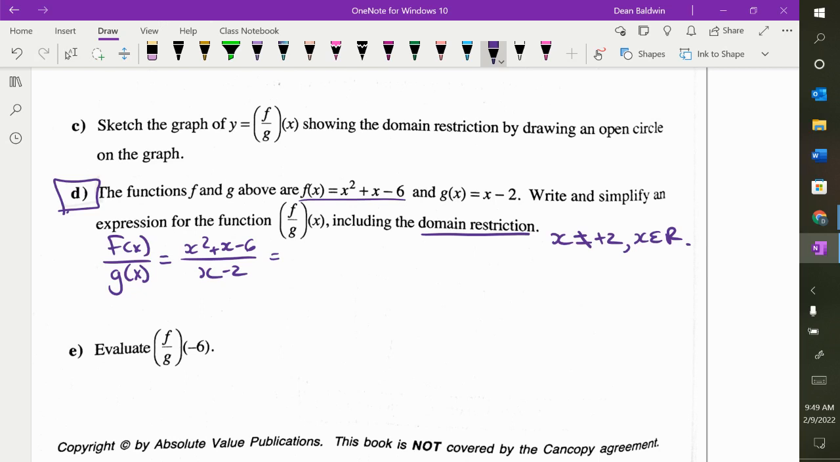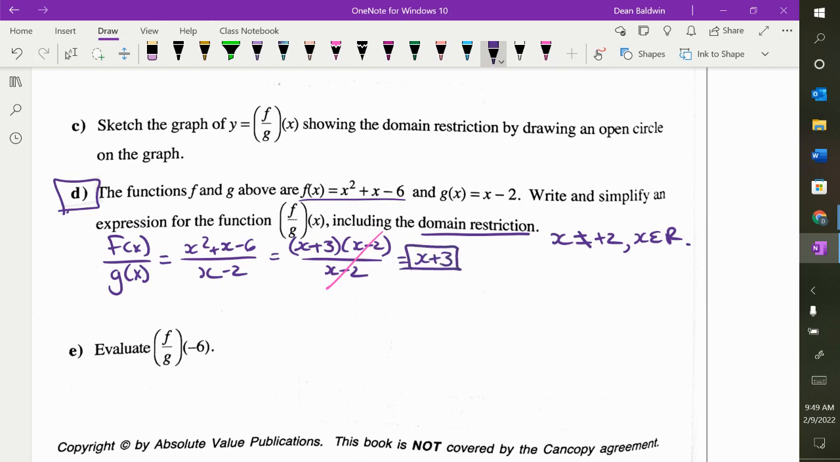Which one's negative? So you get that. What disappears? Boom. Those factors cancel. So we're left with x plus 3. That is a simplified expression.